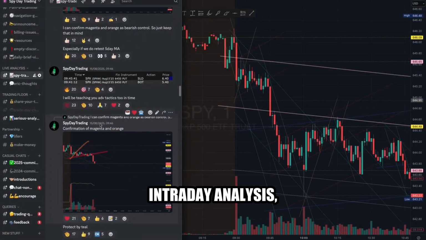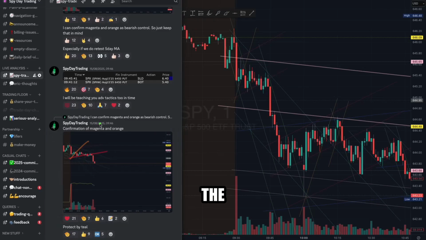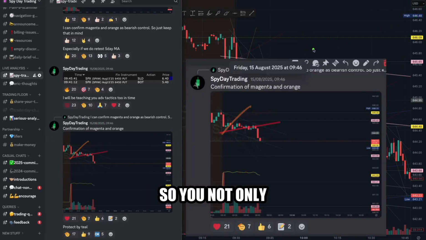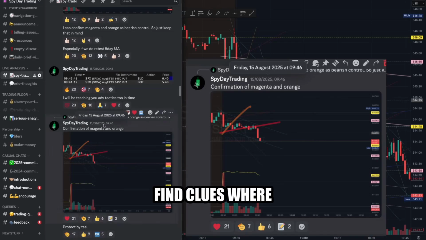But before that intraday analysis, it's important you understand the algorithms at play so you not only can find profits in the charts, but translate them into larger time frame, find clues where the market is going.